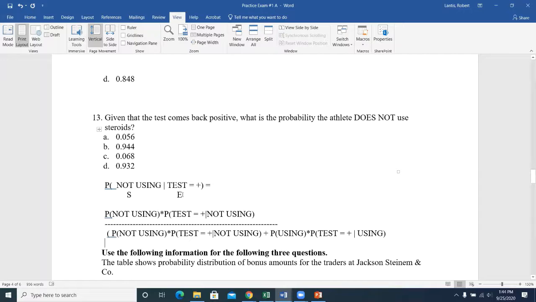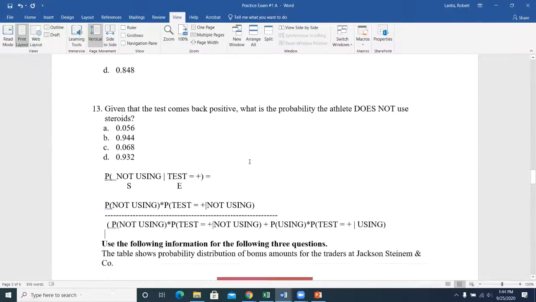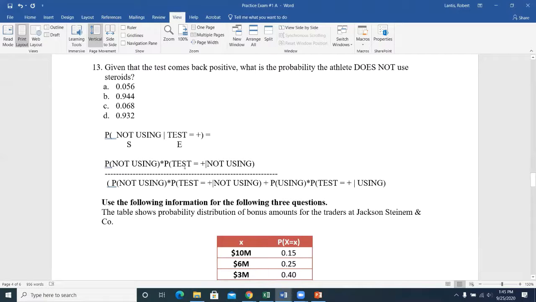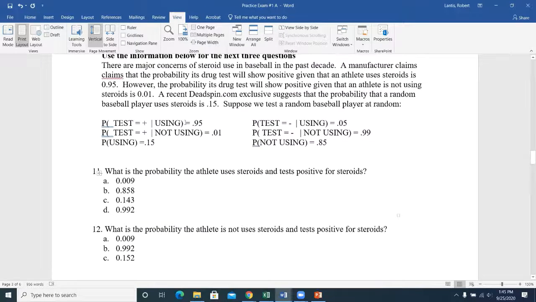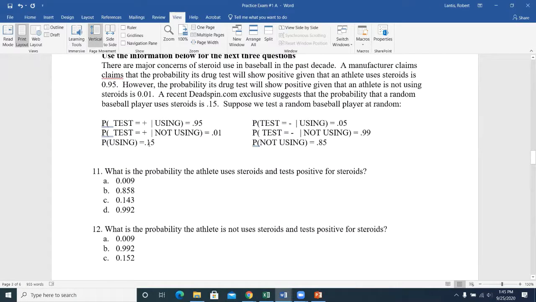So at this point, it's really just plugging numbers in. Once I have it written out in the context of my example, what's the probability someone's not using? 0.85. What's the probability that given someone's not using, the test comes back positive? Probably the test comes back positive is 0.01. Plug that in. Remember, the first part of the denominator is the same as what's in the numerator. So I just plug those numbers in again, 0.95, 0.01. The probability they're using, 0.15.